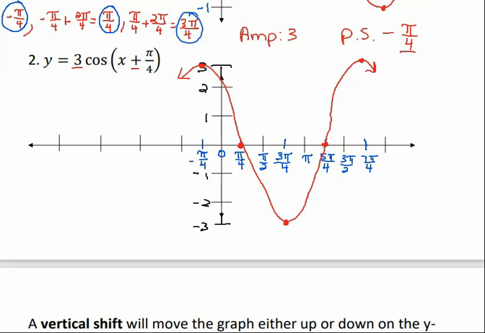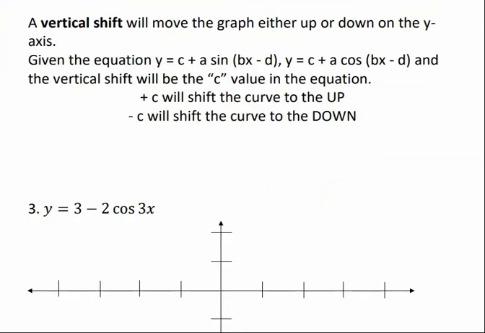And that's our cosine curve with the translations that we have here. Now, a phase shift is not the only kind of shift that can happen. We can have a vertical shift, which means it moves the graph either up or down on the y-axis. And the equation that will show us that looks like this. Y is equal to c plus a sine of bx minus d.